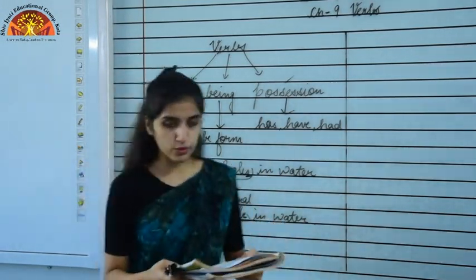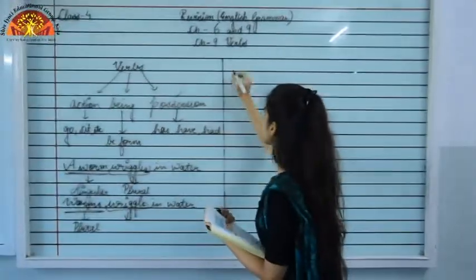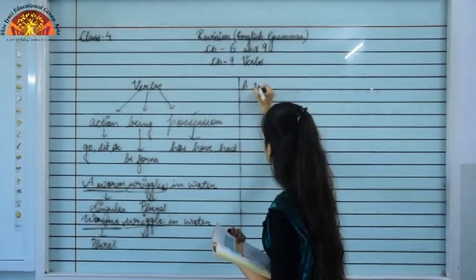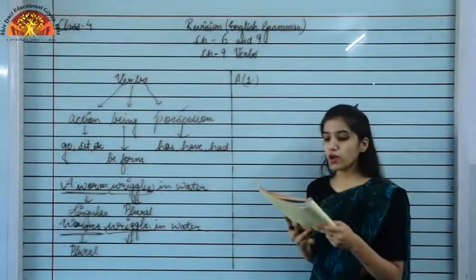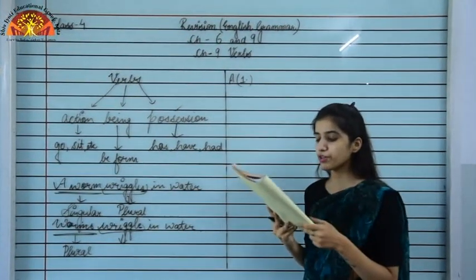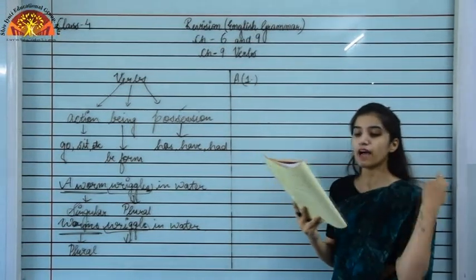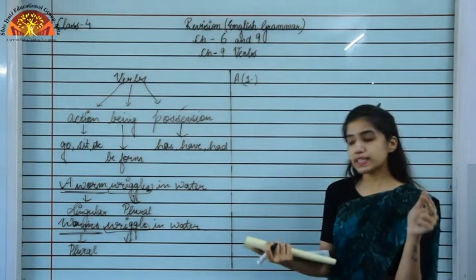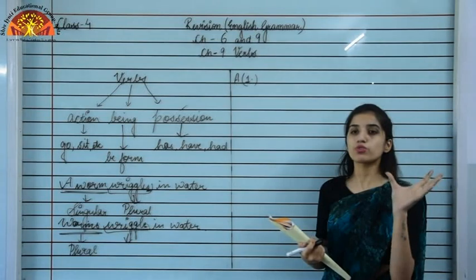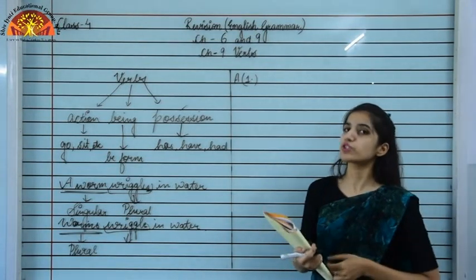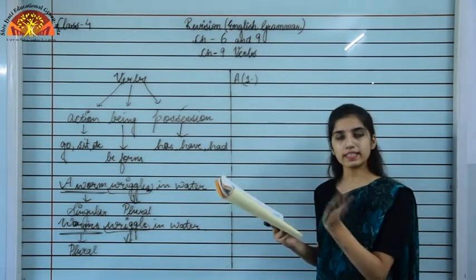You can now open your books once again on page number 41, exercise number A, first one. Let's see what we have to do. Underline the verbs in the following sentences. Write 1, 2 or 3 for the number of words the verbs are made up of. So what we have to do is underline the verbs in the sentence and see whether it's having one verb, two verbs together, or three verbs together. And we have to write the number in the right hand side column.